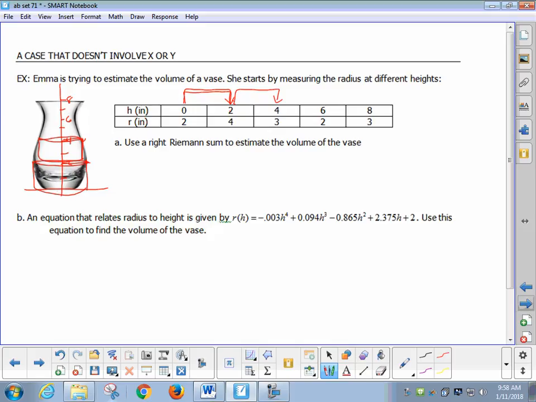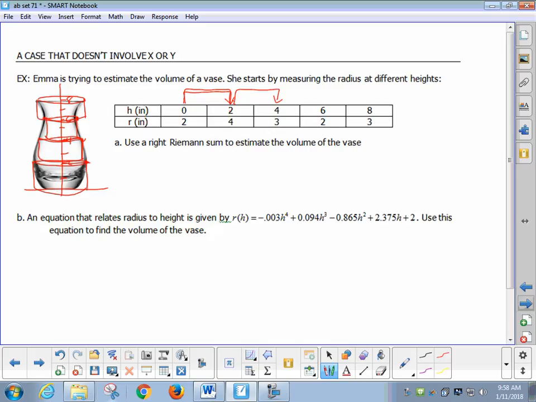Then the radius at 6 and revolve it. And then finally the radius at 8, and revolve it. And those 4 cylinders then will estimate the volume.